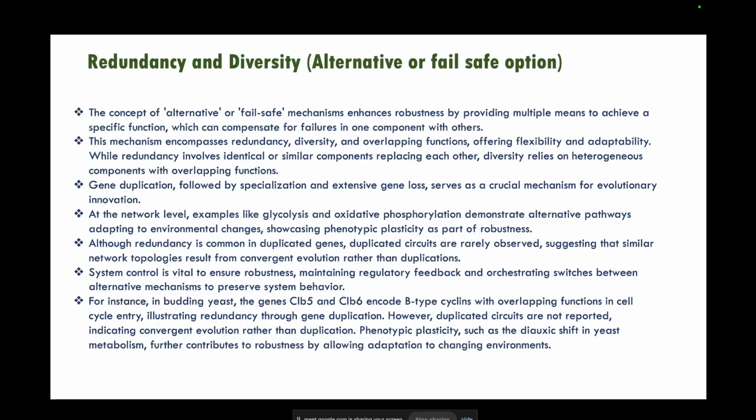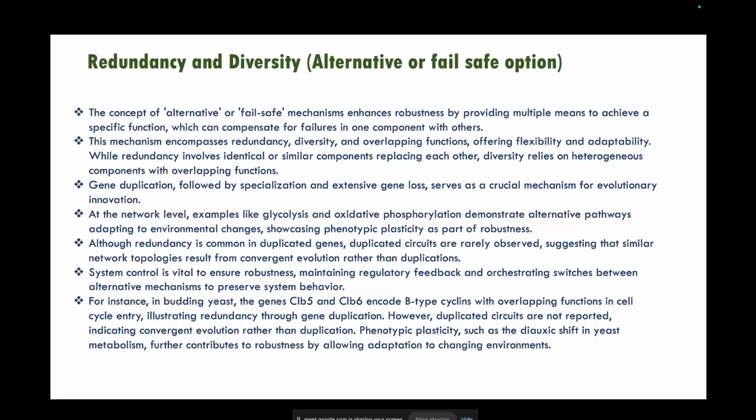One such example is gene duplication, followed by specialization or extensive gene loss, which serves as a crucial mechanism for evolutionary innovation. At the network level, examples like glycolysis and oxidative phosphorylation demonstrate alternative pathways adapting to environmental changes, showcasing phenotypic plasticity as a part of robustness.